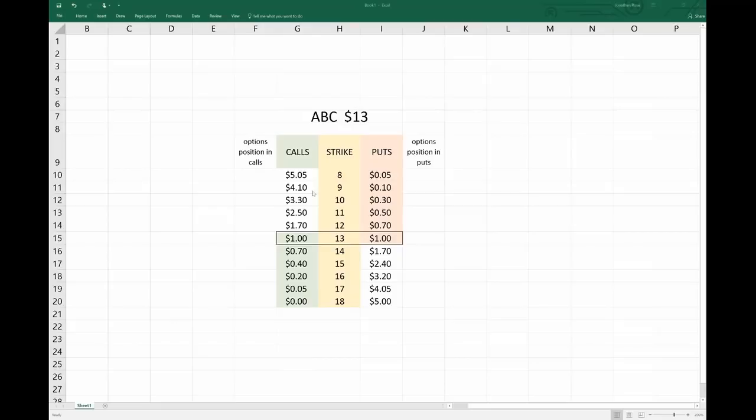Okay, so let's talk about managing our options position. I just put options positions in the calls and our options positions in the puts. So let's just say that we're long a 10 lot on the 14 strike. And let's ignore the prices, they don't really matter. So right now with the stock at 13, I'm going to look at this as the equivalent of being long 1,000 shares.